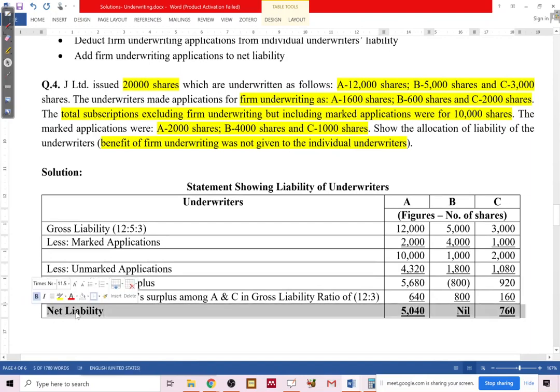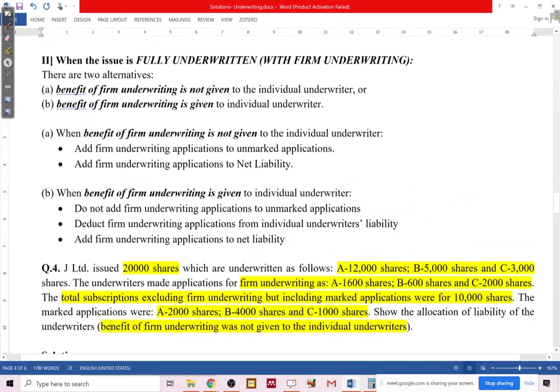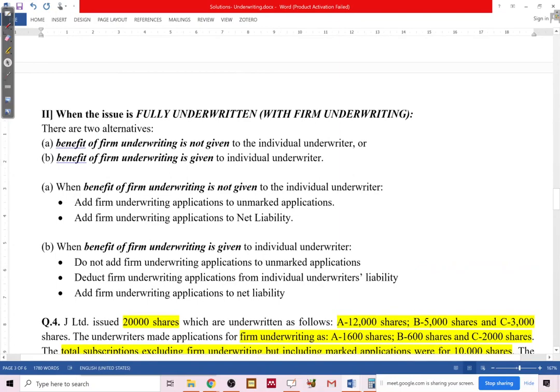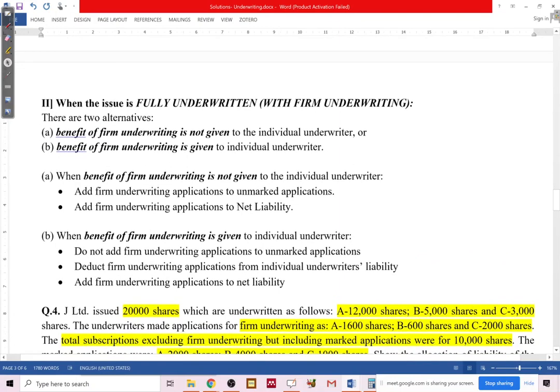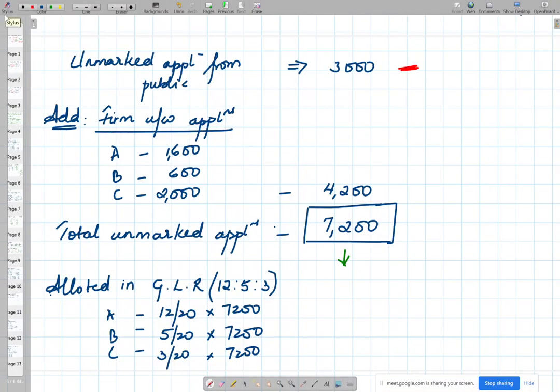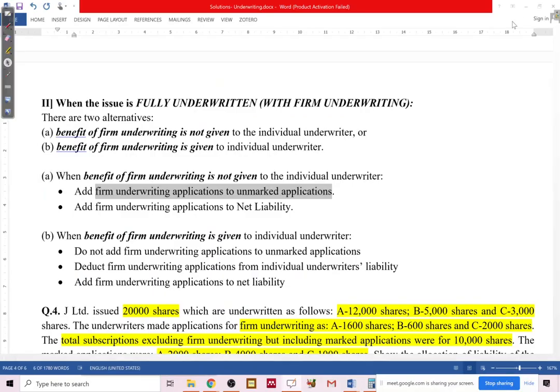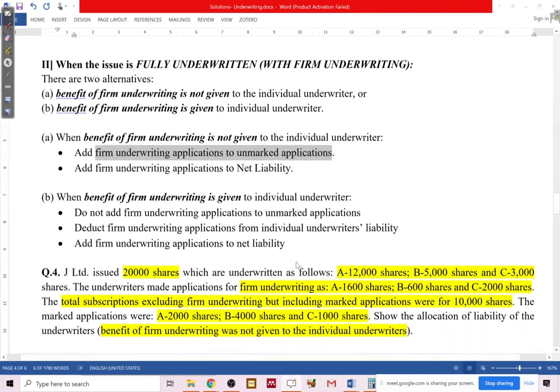There is yet another step that we have to do. Now what does it say? Look at the steps that I have given you here, the pro forma. It says that when benefit is not given of firm underwriting, first step is to add the firm underwriting to unmarked. We have already done that. In our working note, we took the firm underwriting over here and we added it to the unmarked applications. Am I right? We totaled it up. And the second step is to add the firm underwriting applications to net liability.